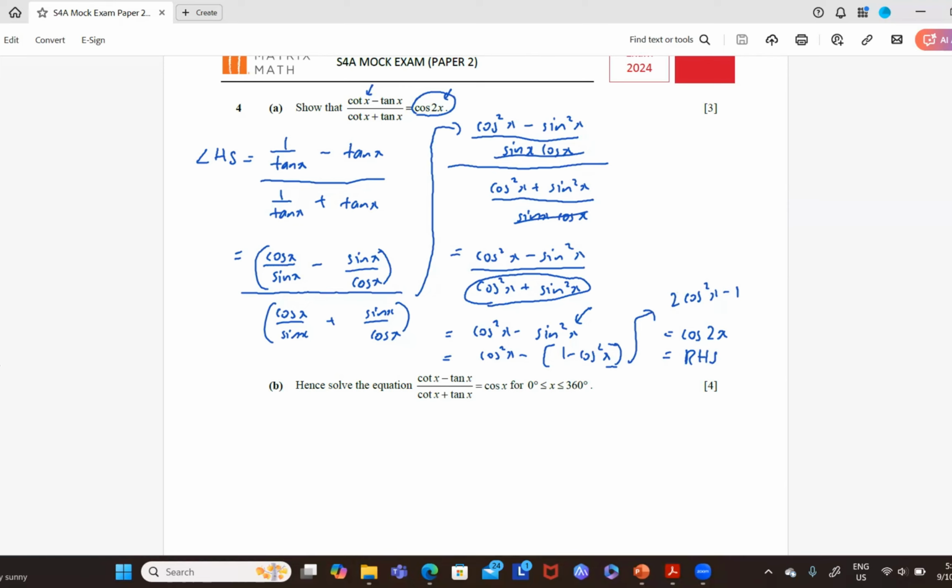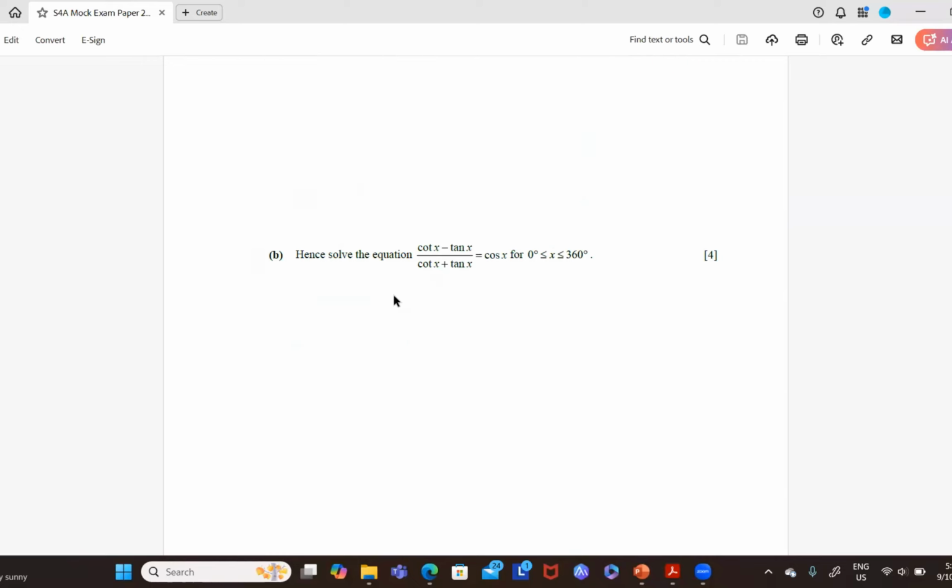Okay, so let's move on to part B. Hence, you're going to solve part B. So using part A, we just figured out that this is cosine 2x. So write down cosine 2x equals cosine x. Remember the steps that we did, right? Before we got cosine 2x, we had 2 cosine squared x minus 1 equals cosine x. So bring the cosine x over, and this becomes a quadratic equation.